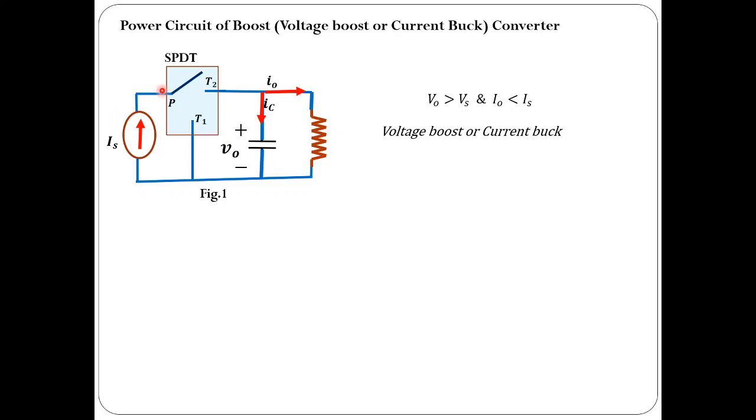Whenever the pole is connected to throw 2, source current would be the same as the average load current, in fact the current through this load and capacitor combination. And whenever the pole is connected to throw 1, the source current is the same as the current through this pole and throw 1 switch, and then coming back. And the load current in an average sense would be 0.